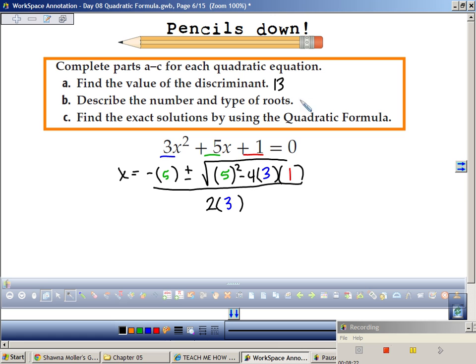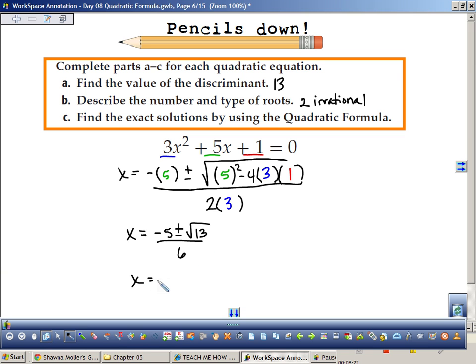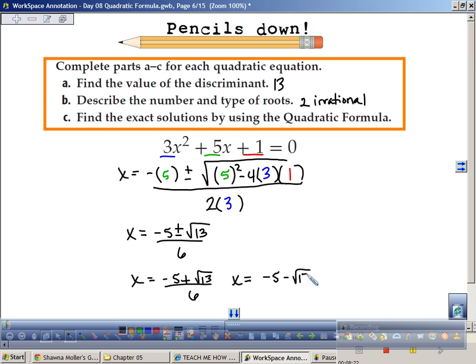Therefore, I am going to have 2 real roots, but they're going to be what? Irrational roots. Right? It's going to be 2 irrational roots. So I've got x equals negative 5 plus or minus the square root of 13 over 6. So x equals negative 5 plus the square root of 13 over 6, and x equals negative 5 minus the square root of 13 over 6.